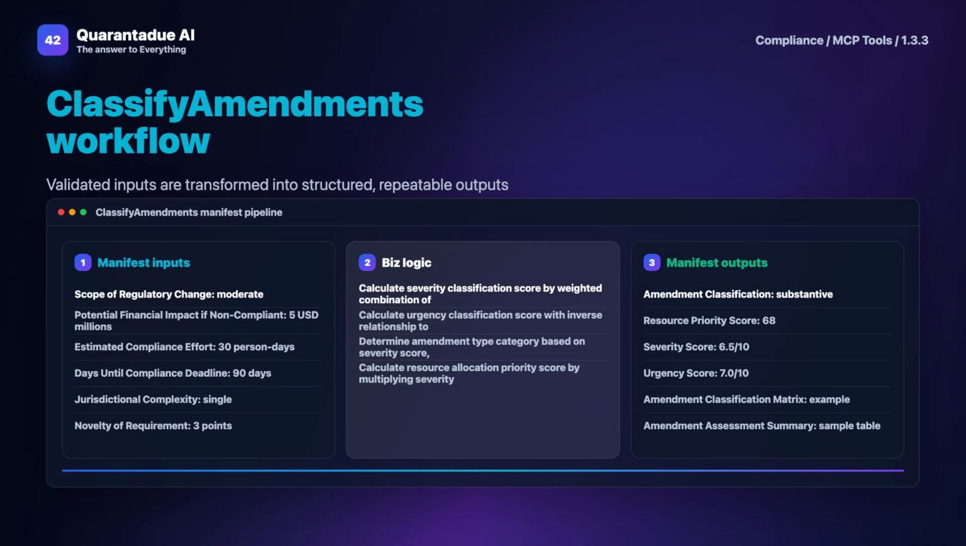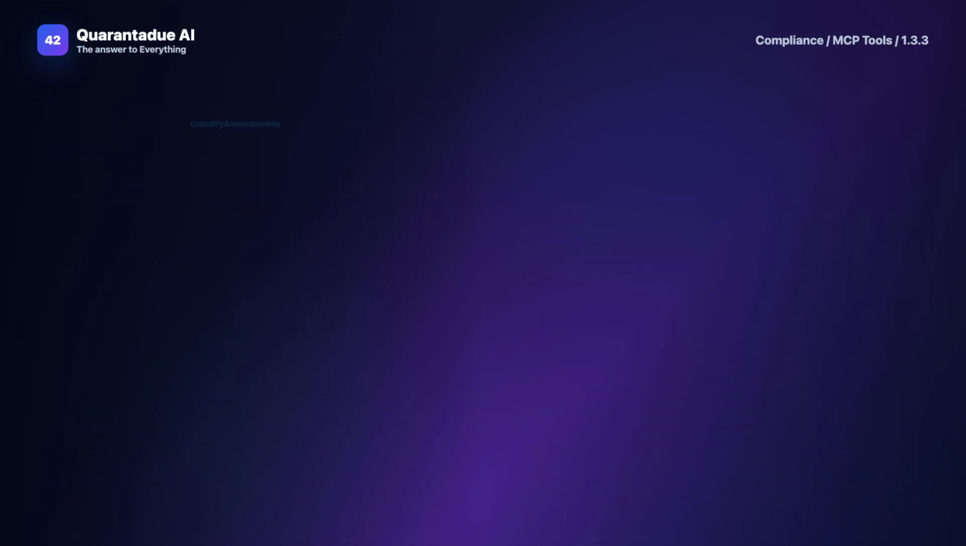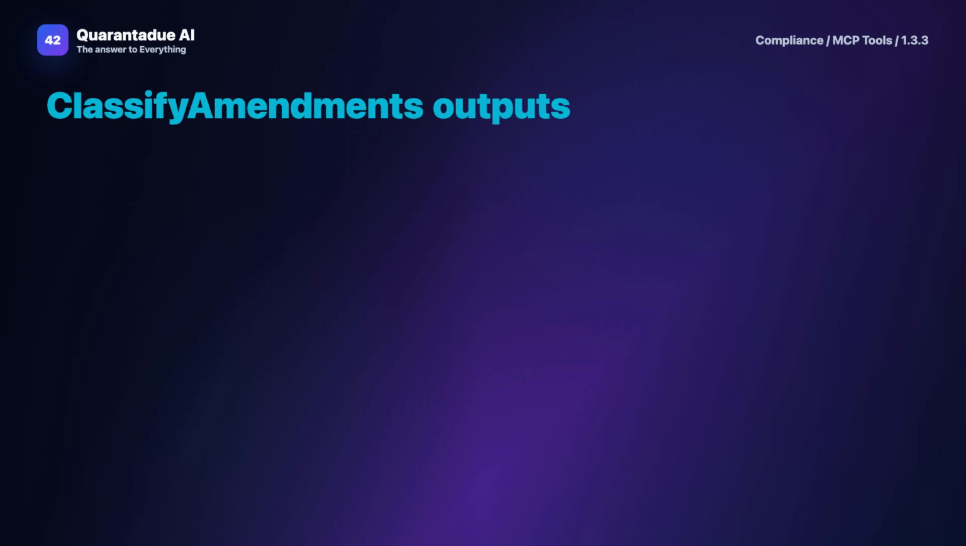Determine amendment type category based on severity score, urgency score, and novelty score using a regulatory compliance decision matrix, and calculate resource allocation priority score by multiplying severity score by urgency score by logarithmic function of compliance effort, normalized to a 1 to 100 range. This keeps the process deterministic, reviewable, and aligned with how compliance teams actually make decisions.